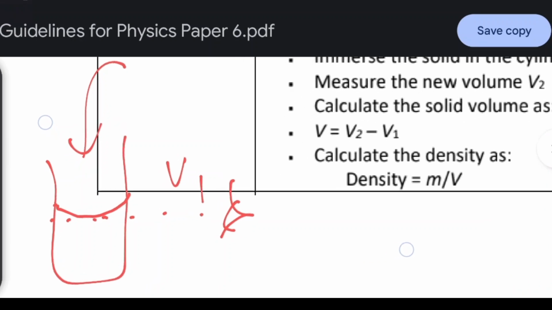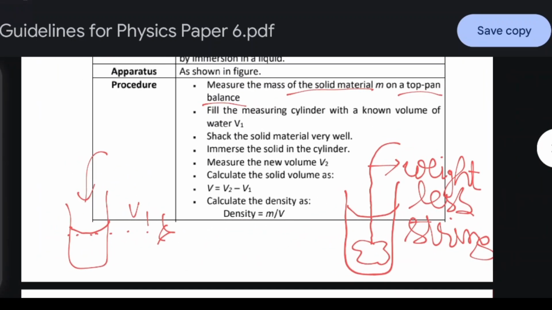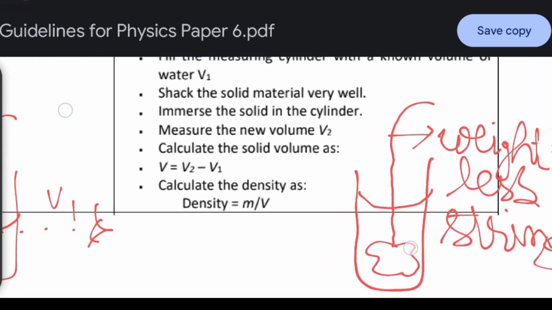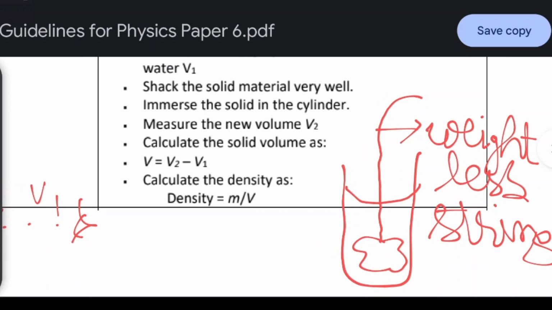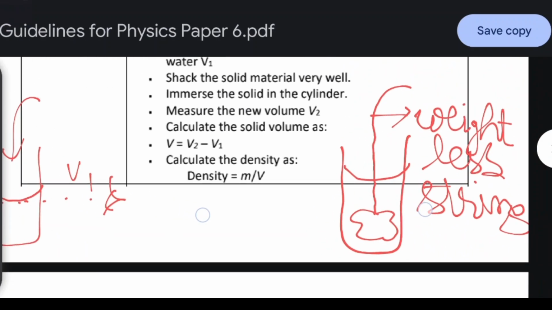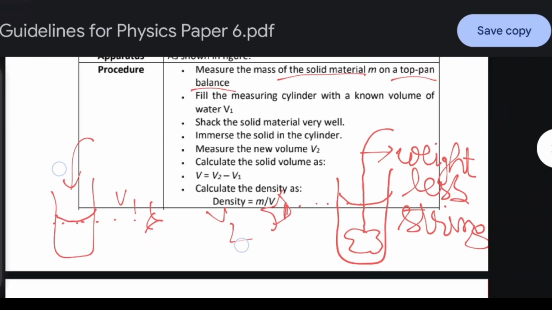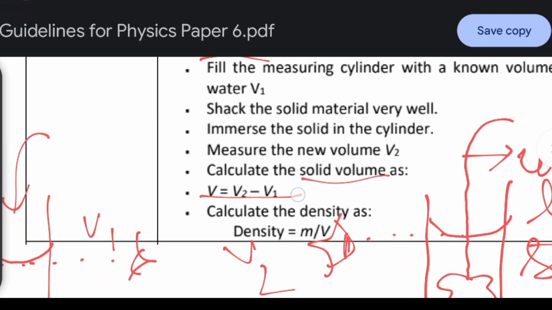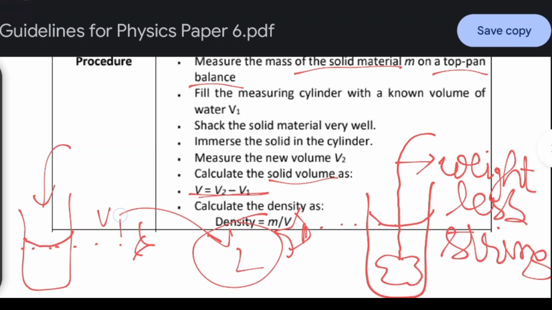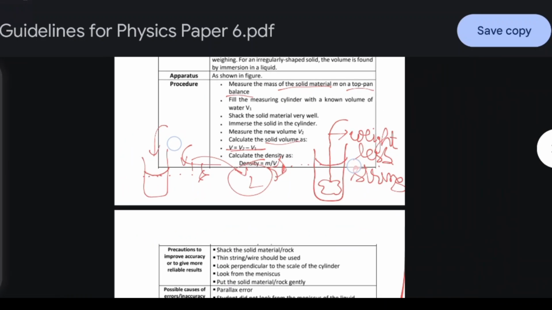So we got the volume of water, that is V1. Now we are putting the object in and the volume will increase. Immerse the solid in the center. Tie the object to a weightless string and immerse it completely into the water. Then measure the new volume, V2. Keep your eye perpendicular and measure the new volume, that's V2. Now we have the increase in volume. We can easily find the volume of the solid as V is equal to V2 minus V1. If we subtract these two readings, we get the volume of this solid.